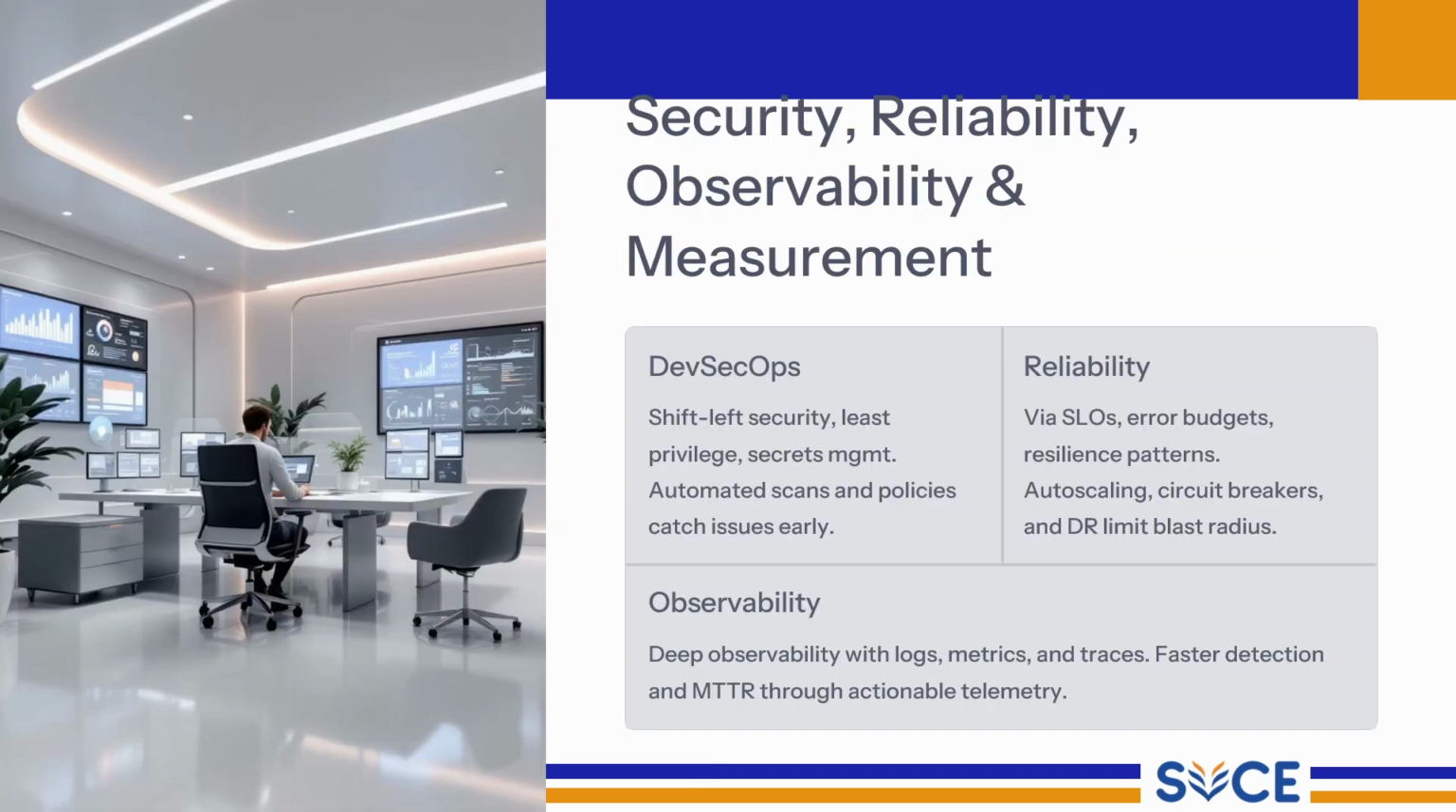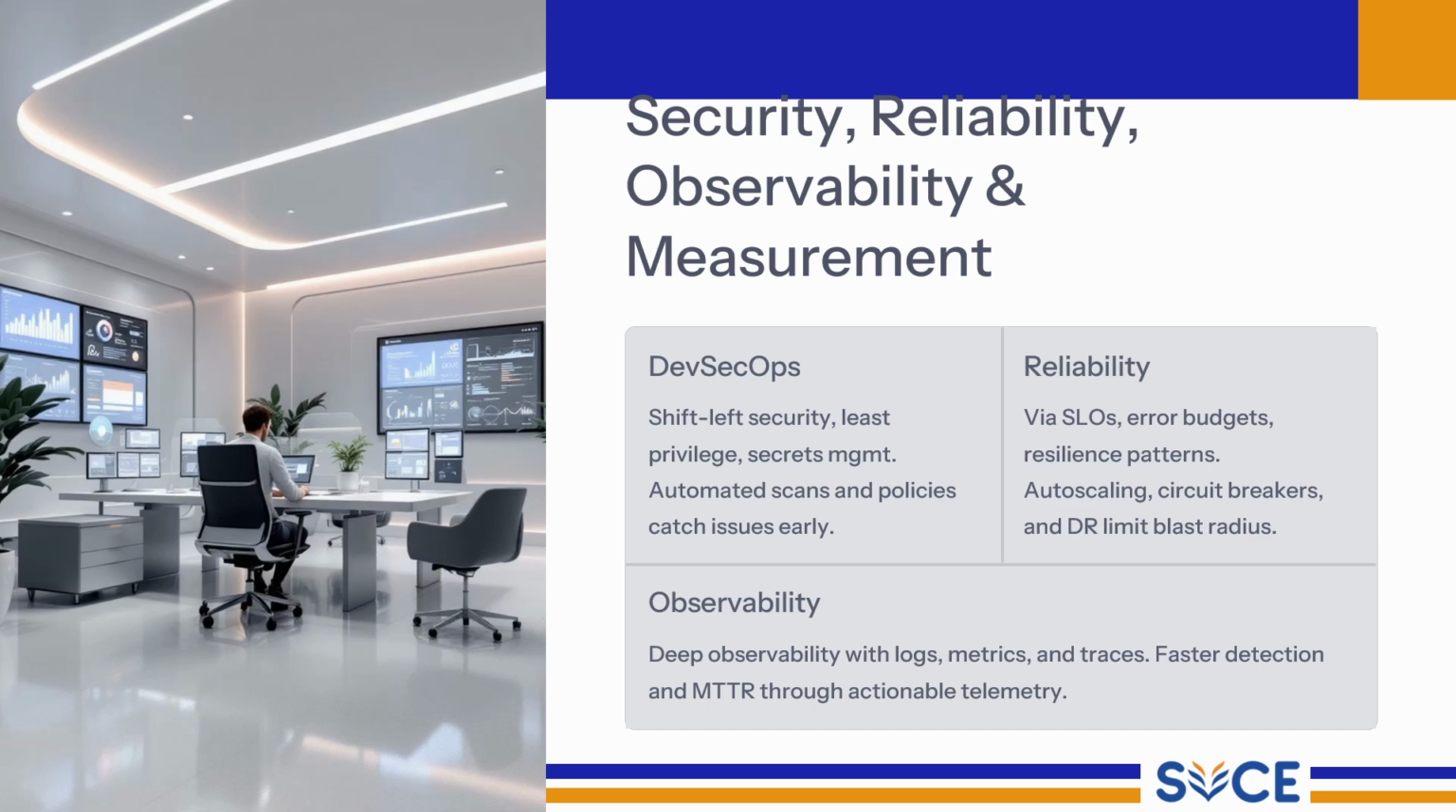Next, we'll see security, reliability, observability and measurement. Here, DevSecOps, that is shift-left security, least privilege and secrets management. Automated scans and policies catch issues early. So, DevSecOps means baking security in from the start, catching problems early with automation instead of waiting until the end. Security from day one.